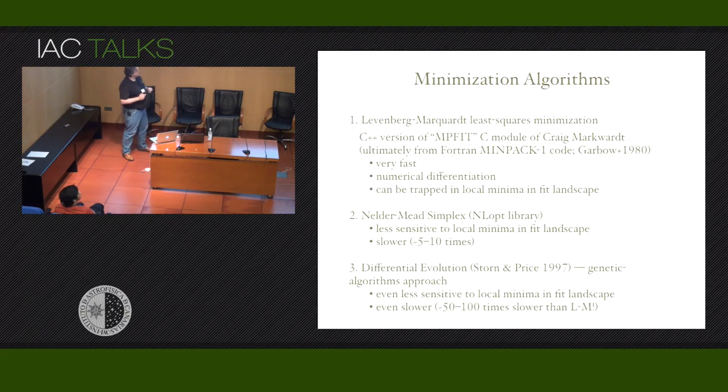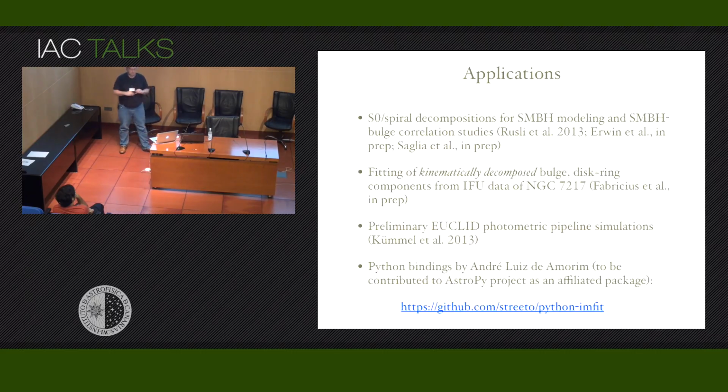Okay, so let me finally note that there are three different minimization algorithms, and I'll talk a little bit about what you're minimizing. Levenberg-Marquardt least squares is very fast and robust. It has a disadvantage that it can sometimes get caught in local minima in the fit landscape. There is also a simplex minimizer, which is less sensitive to local minima, and which is also slower. If you really have time to waste, there is a genetic algorithm minimizer called differential evolution. In principle, it is even less likely to get trapped in local minima, and it's even slower, of order 50 to 100 times slower.